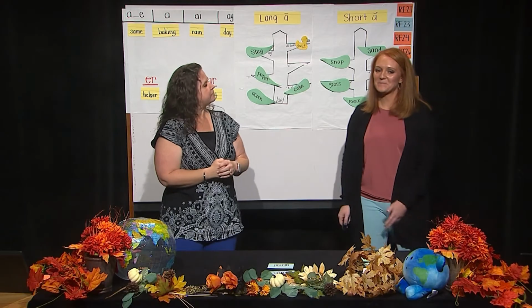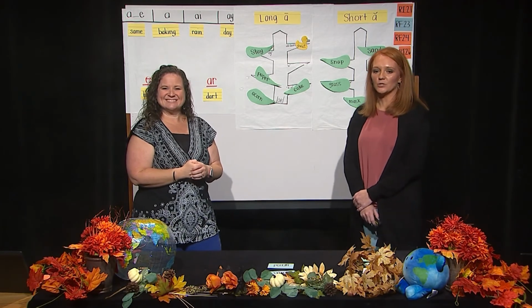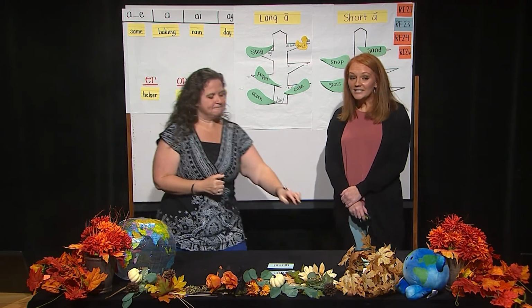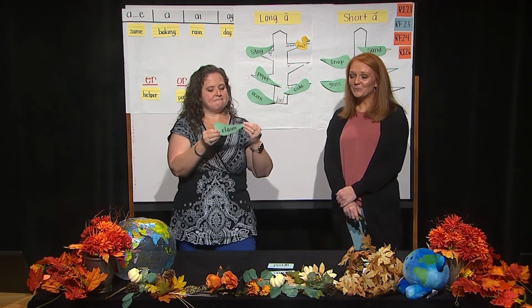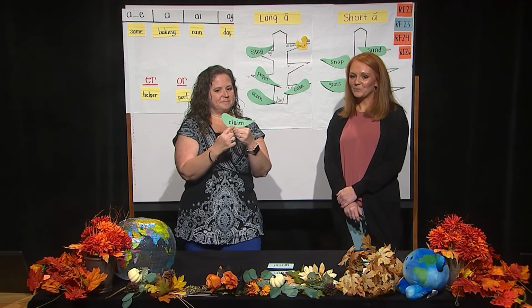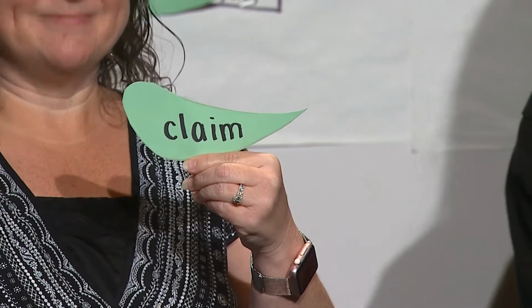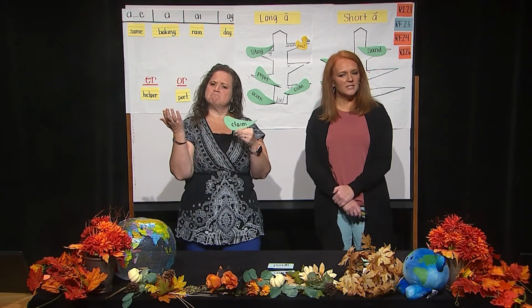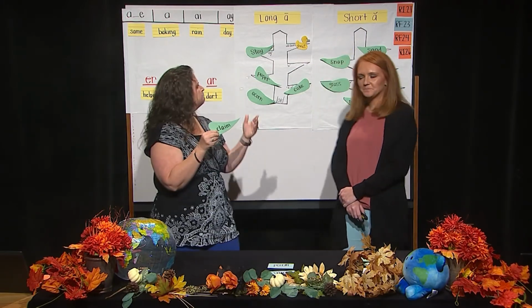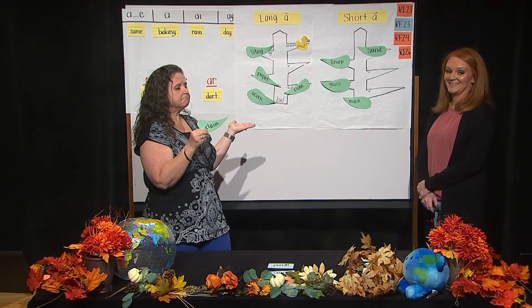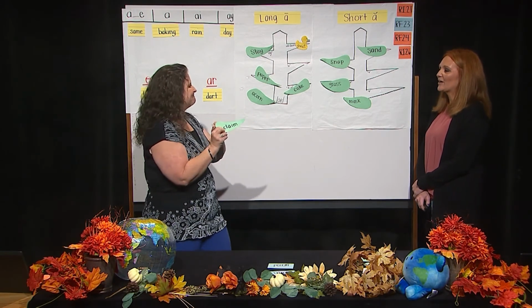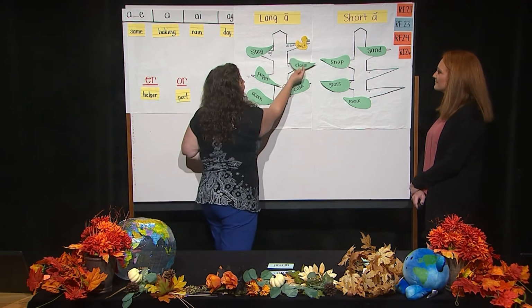All right, scholars, take a look at this word. What is it? What's our word? Okay. This word is claim. Tell us where we should place this word on our spelling tree. Long A spelled A-I. Perfect.